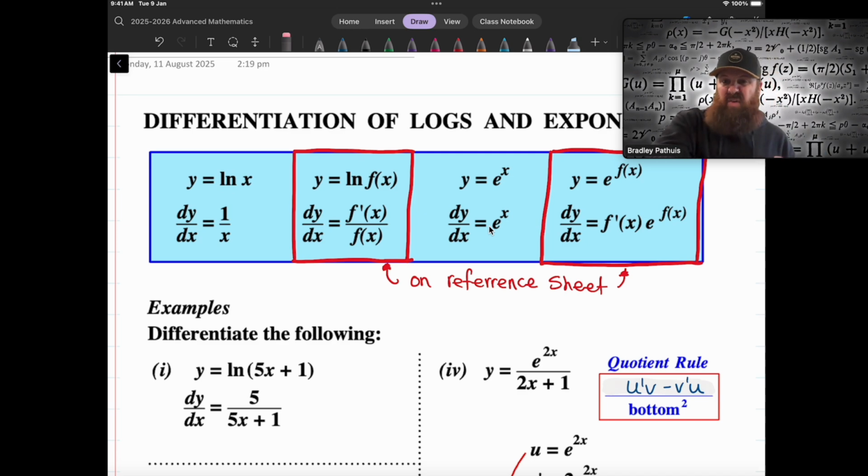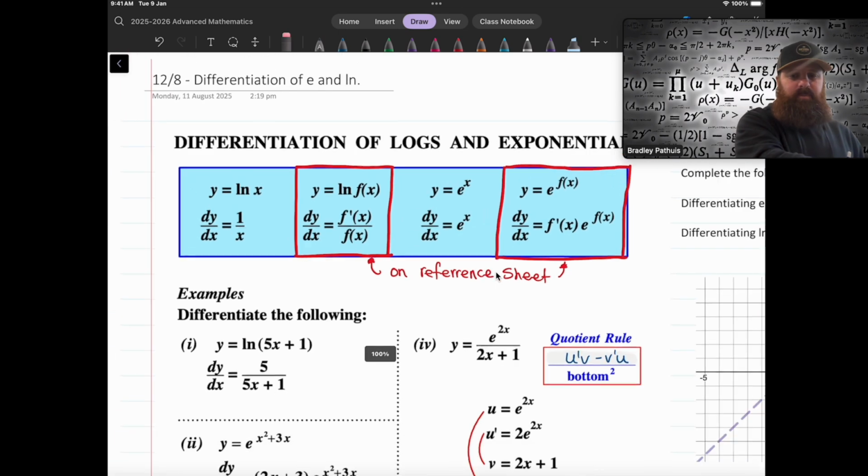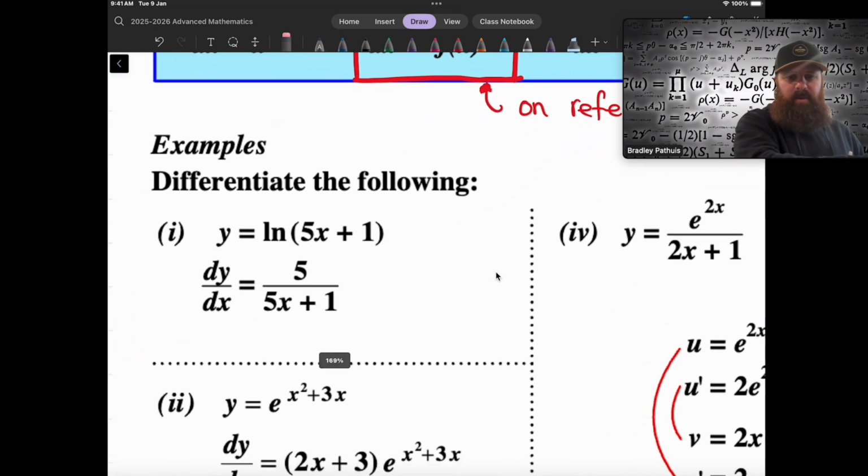Much like the derivative of e to the power of x was e to the power of x. That same pattern applies, that e to the power of some function is the derivative of the function times e to the power of the function. And what was the derivative of x? The derivative of x is 1. So dy/dx is 1 times e to the power of x. And if we scroll down, we can look at some examples here.